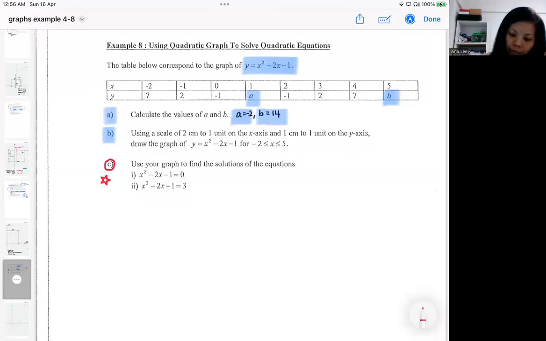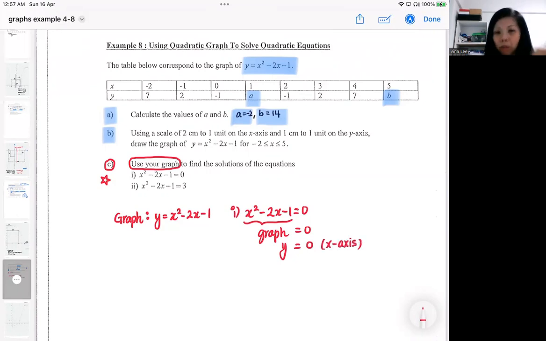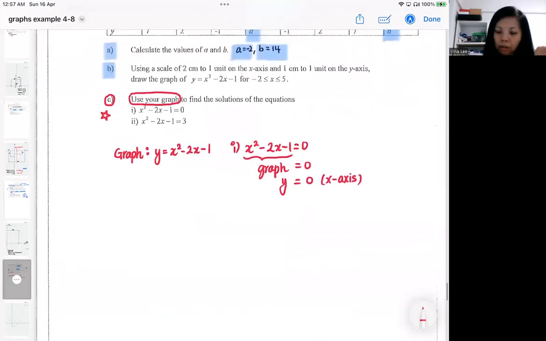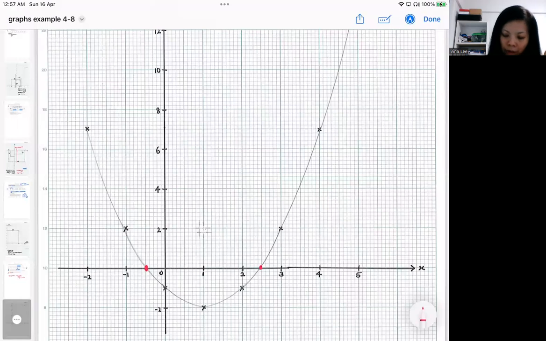Use your graph to solve. So what is your graph? Your graph is this. If you want to solve the equation, this part is your graph. When the graph is equal to 0, it means y is equal to 0, and this is the x-axis. That means the solution is on the x-axis. Solutions refer to the x. So this will be the answer for C part 1.